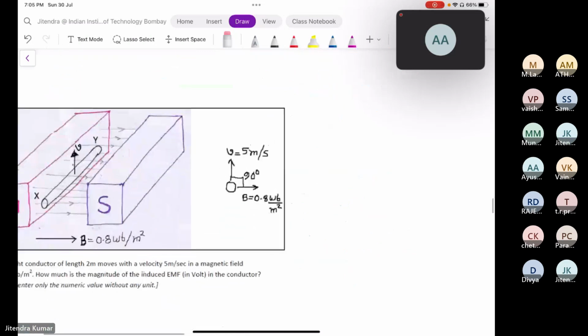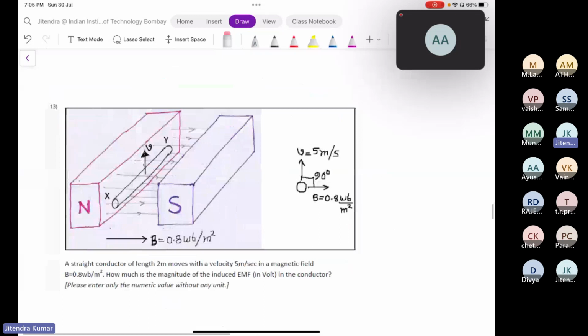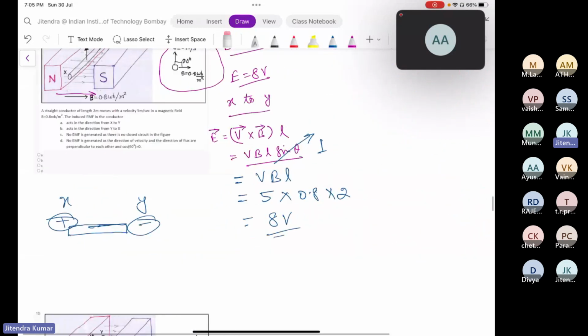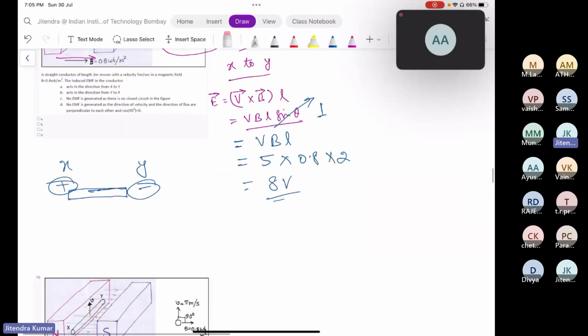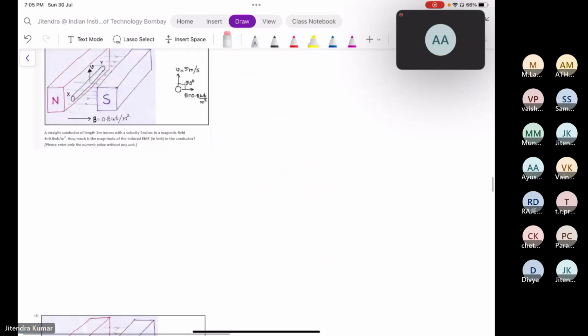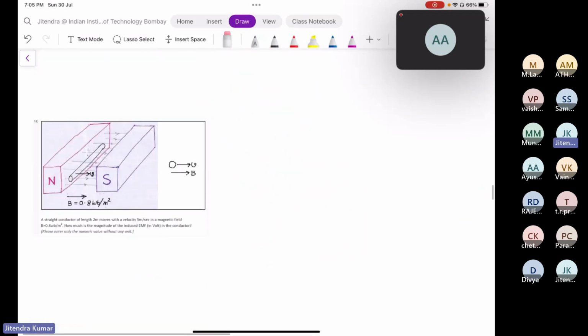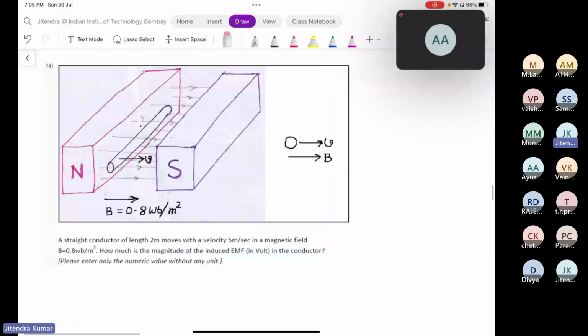In question 13, we are required to compute the magnitude of induced EMF, which we already computed from question 12, which came out to be 8 volt. And I think Ayush or Rajesh provided the correct answer for that problem. Hence we can move to question 14.